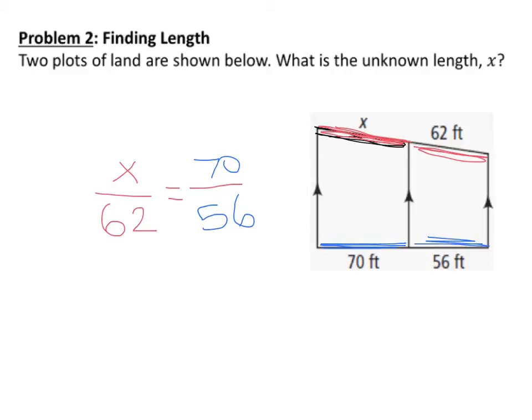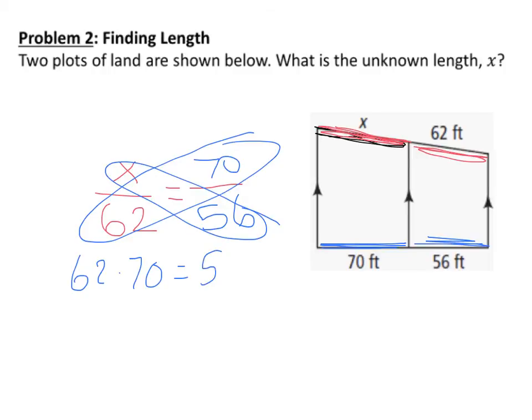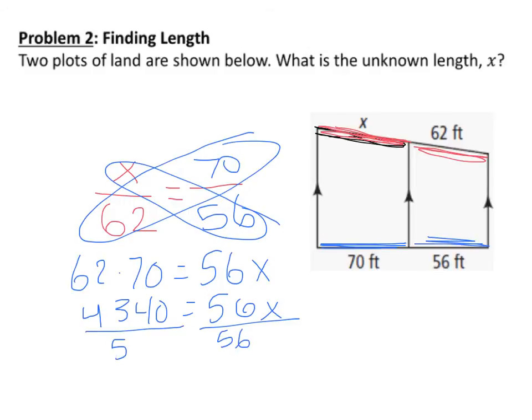And then we cross multiply. 62 times 70 equals x times 56, or 56x. 62 times 70 is 4,340. Last step, divide both sides by 56, and we get x equals 77.5. So this plot of land is 77.5 feet.